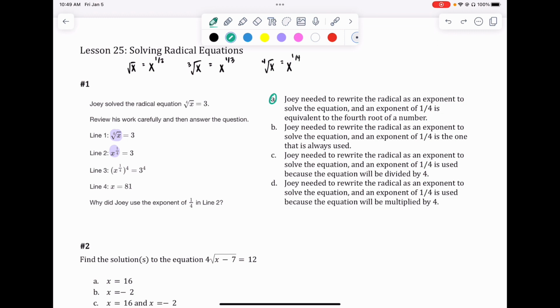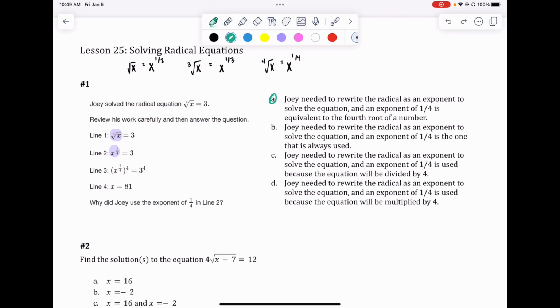C, Joey needed to rewrite the radical as an exponent to solve the equation. An exponent of 1/4 is used because the equation will be divided by 4. No, because you can even see in line 3, you use an exponent of 4, you don't divide by 4. And then D, Joey needed to rewrite the radical as an exponent to solve the equation. An exponent of 1/4 is used because the equation will be multiplied by 4. Same reasoning there as why C is not correct. We're not going to multiply by 4. We're going to raise both sides to the fourth power eventually.